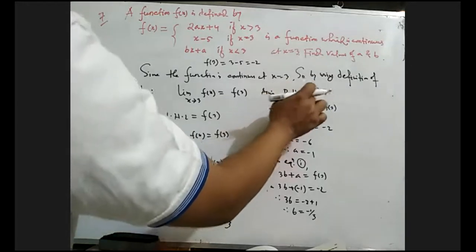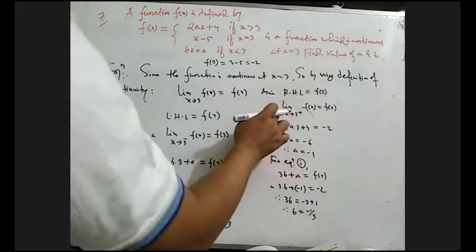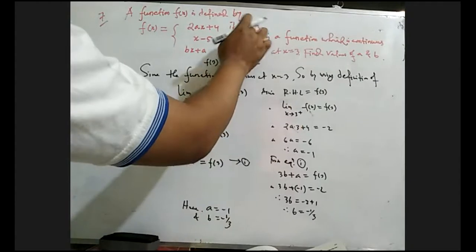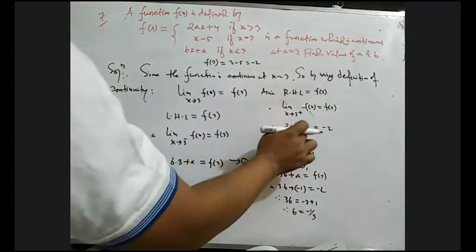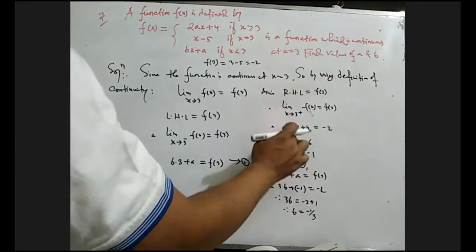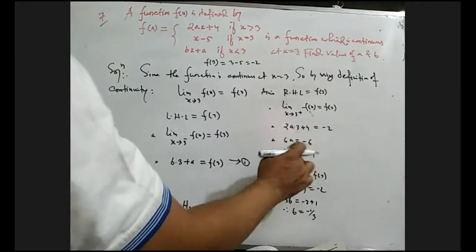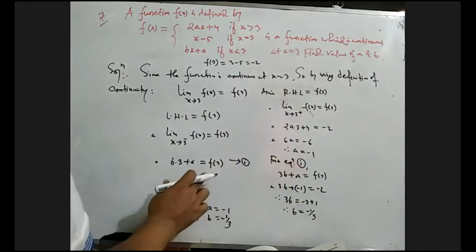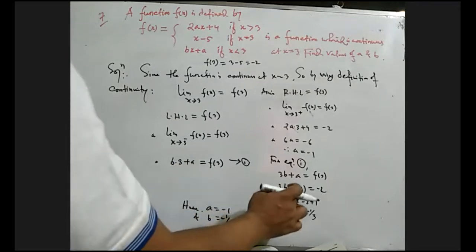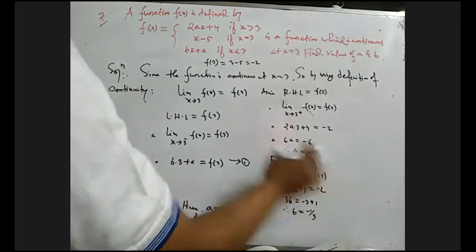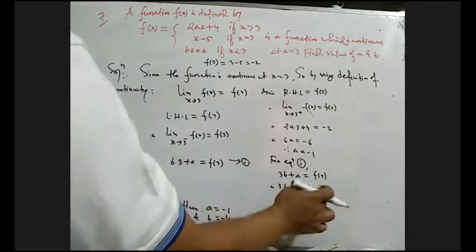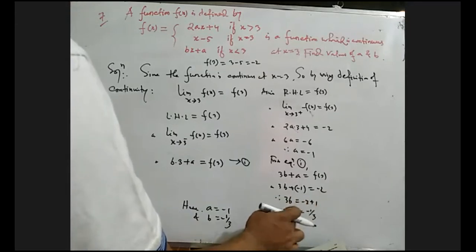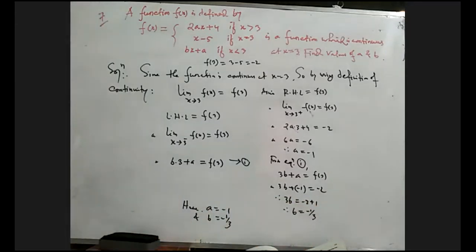Similarly, the right hand limit equals f of 3. For x greater than 3, f of x equals twice x plus 4, and x equals 3, so 6 plus 4 equals 10 and this equals minus 2, because f of 3 equals minus 2. Now from equation 1, putting the value of x here, we get f of 3 also equals minus 2. So b equals minus 1. This is the required result.